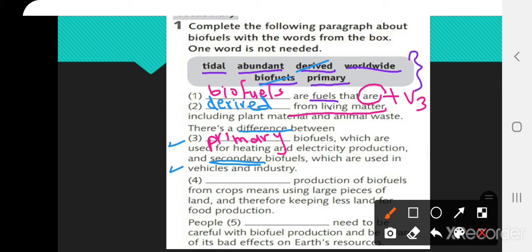Next. Production of biofuels from crops means using large pieces of land and therefore keeping less land for food production. I have mentioned here a word, which is what? Large pieces of land. Okay? Large and large production. So which word means large, large quantities, large production, large pieces? It's what? Abundant. So it's the word abundant.